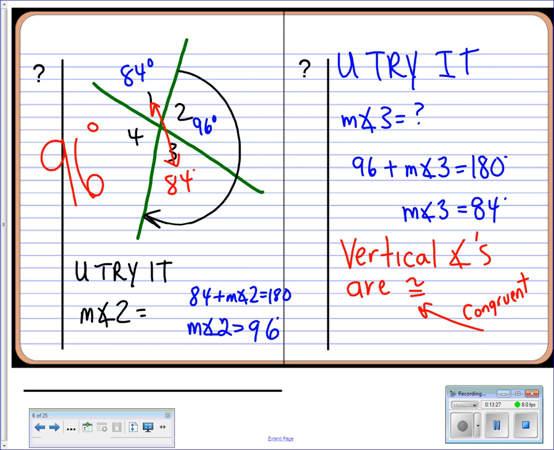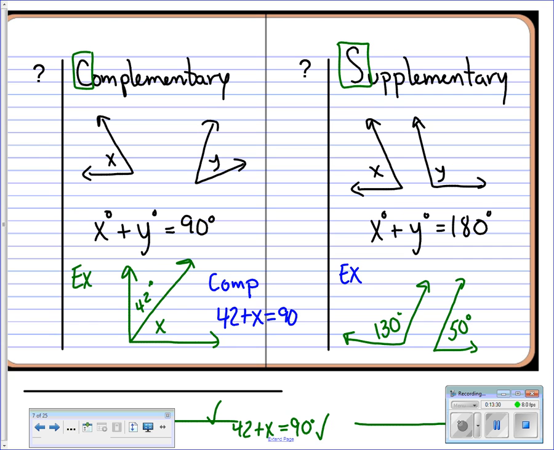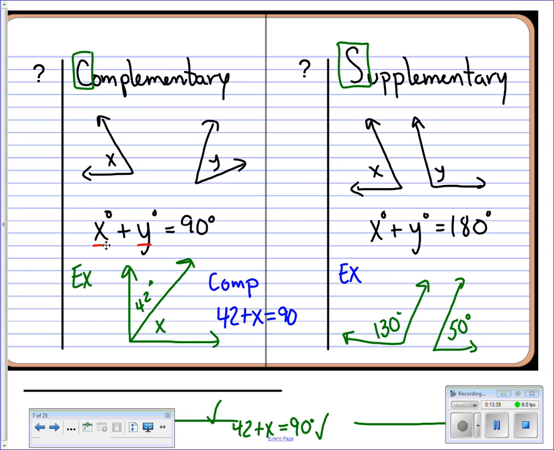Let's move on. So here's some notes on complementary and supplementary. Remember, complementary angles are two angles that add up to equal 90 degrees. And on the right-hand side, two angles that add up to 180 are supplementary angles. Certainly they can be adjacent angles like the ones on the left-hand side, or they can be angles that are not touching at all. They're just nearby, like those over on the right-hand side.